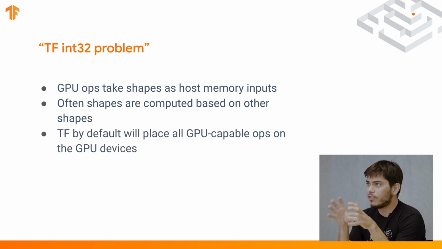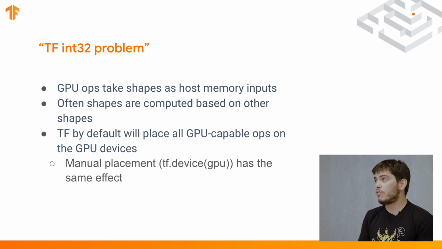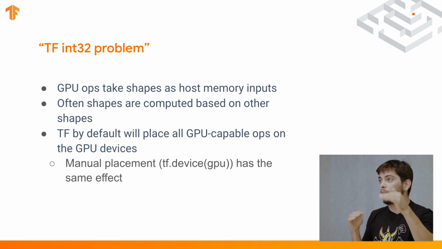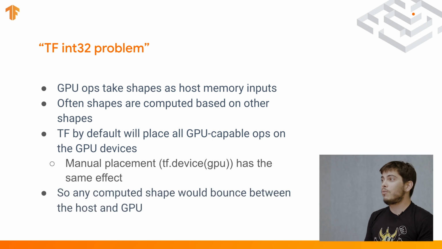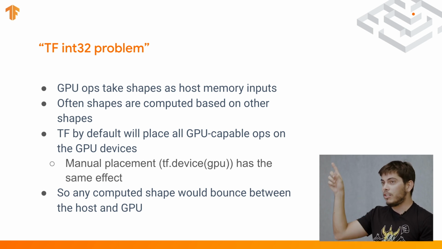And TF has this rule where by default, it will place every GPU-capable op on a GPU device. And if you want finer-grained control, you just take a large block of code in TF and you wrap it with a tf.device, which also means that every op that happens inside a block of code gets placed on that device. So if you allowed TensorFlow to have GPU kernels for int32 tensors, we would keep bouncing these int32 shapes between the GPU and CPU. So you take a shape and you want to slice it to remove the batch dimension. We would copy it to the GPU, remove the batch dimension, then copy it back to the CPU and use it to fill a random normal.